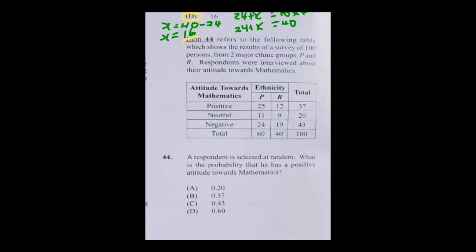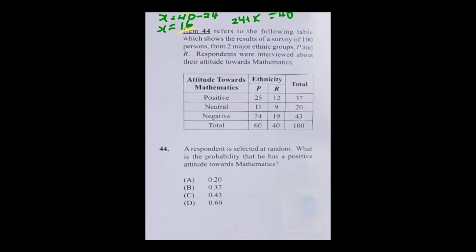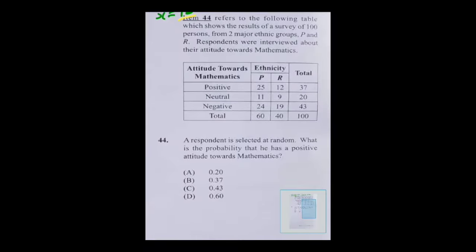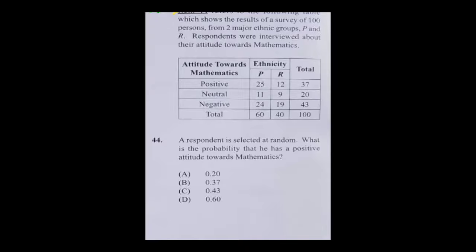From two major ethnic groups, P and R, 100 respondents were interviewed about their attitude towards mathematics. A respondent is selected at random. What is the probability that he has a positive attitude towards mathematics? So out of the 100 respondents, one was selected at random, and they're asking what is the probability of this one student having a positive attitude towards mathematics.